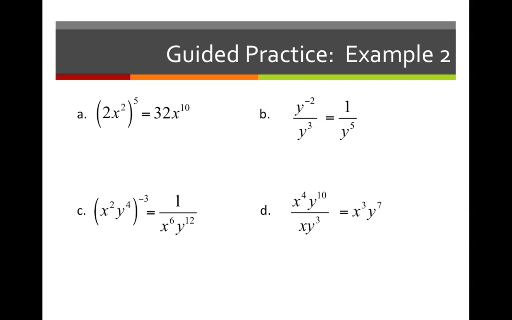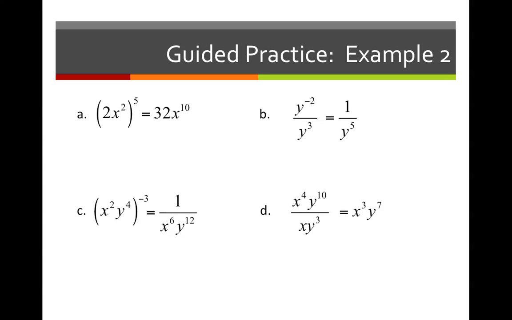In part C, we're taking x squared, y to the 4th, all to the negative 3rd power. So we're going to use the power of a product property along with the power of powers property to get x to the negative 6 and y to the negative 12. Then we use our negative exponent property to change that into 1 over x to the 6th, y to the 12th.